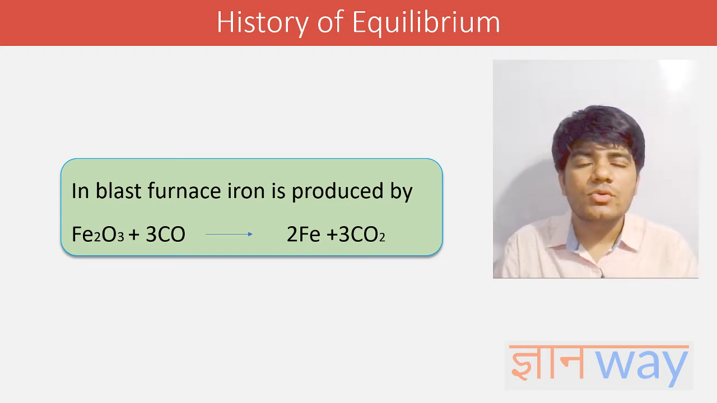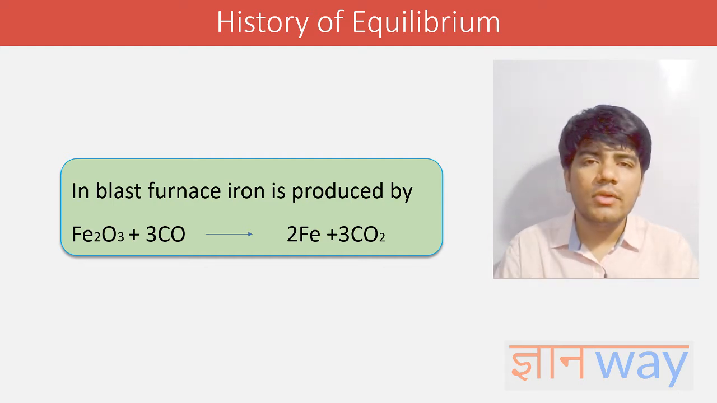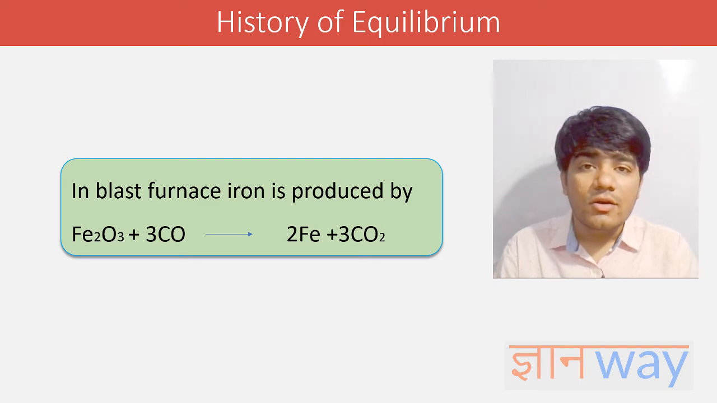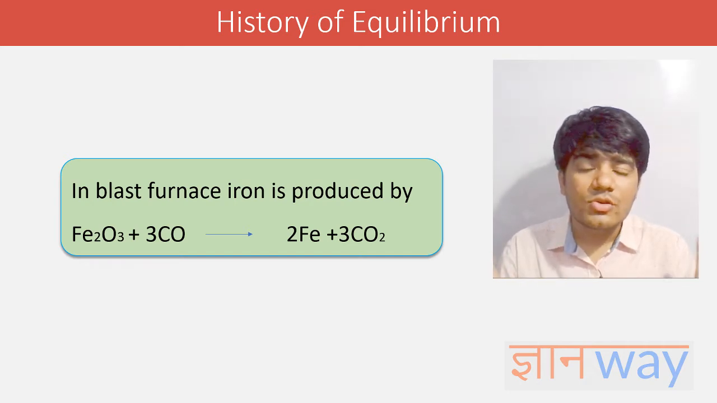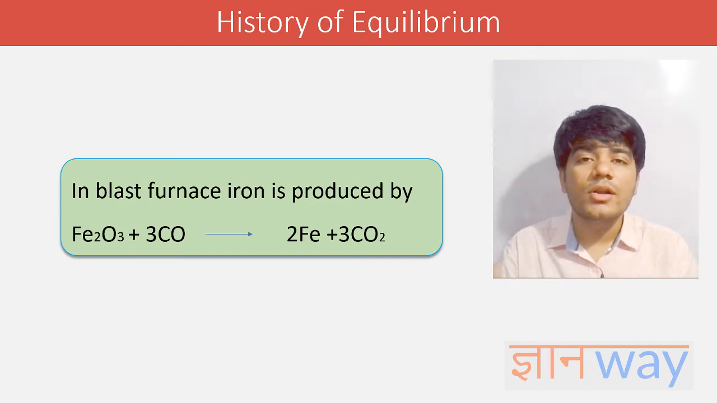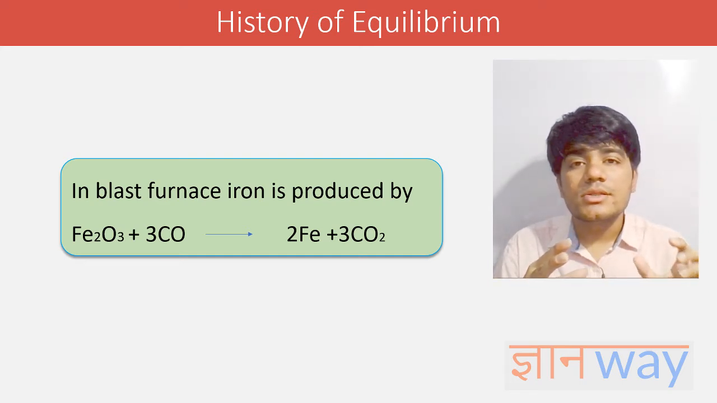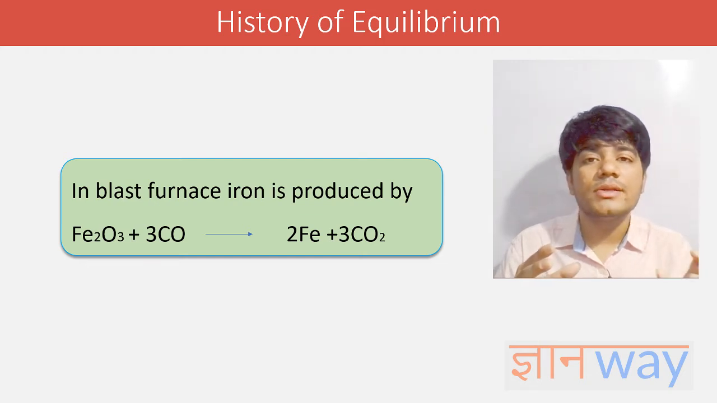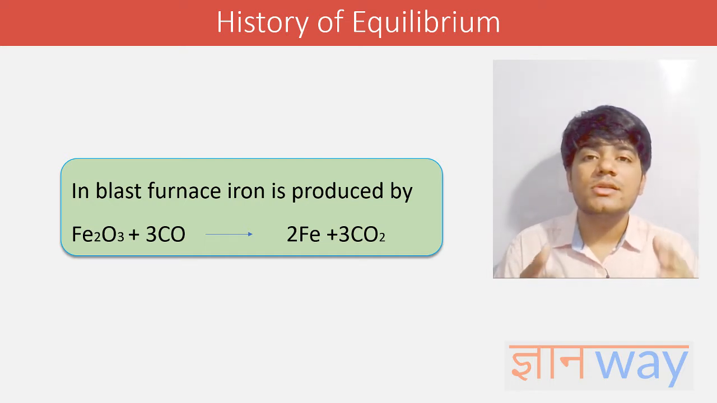So then they increased the height of the furnace from 5 meters to 10 meters, 10 meters to 20, 20 to 30, or even 40. 40 meters is more than half the height of Qutub Minar. So they made the furnace 40 meters even. But then also they observed that there was still some carbon monoxide present in the product, and 100% reaction was still not attained.